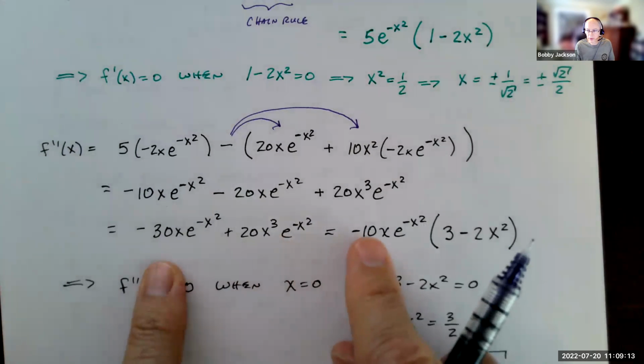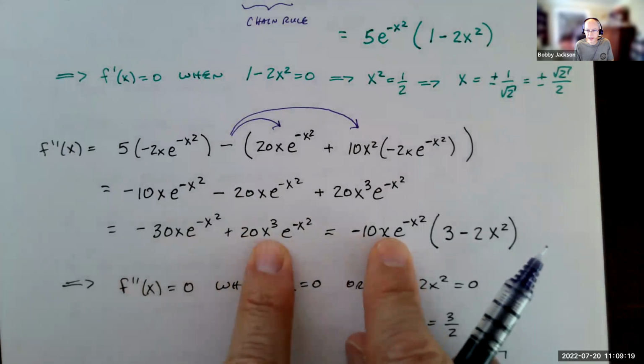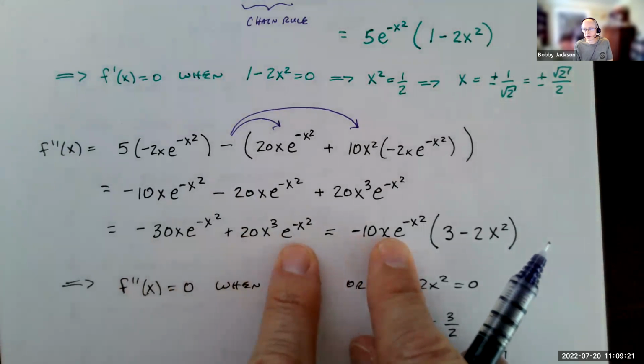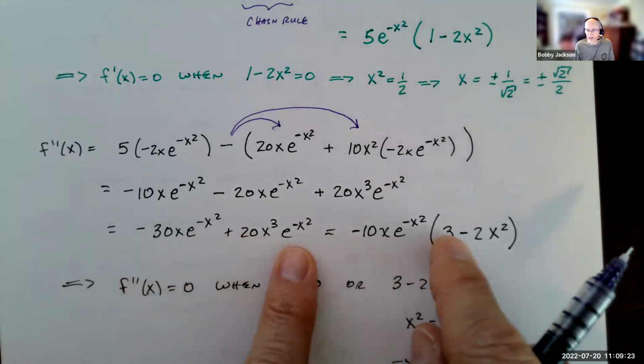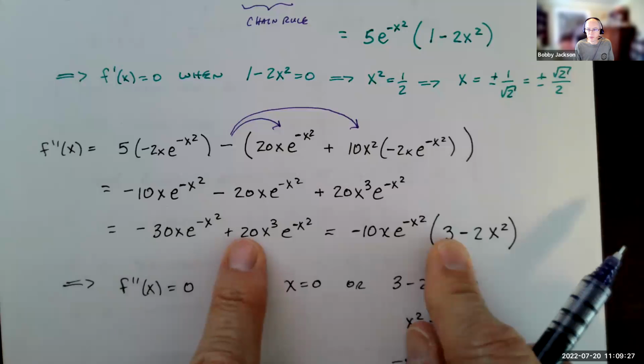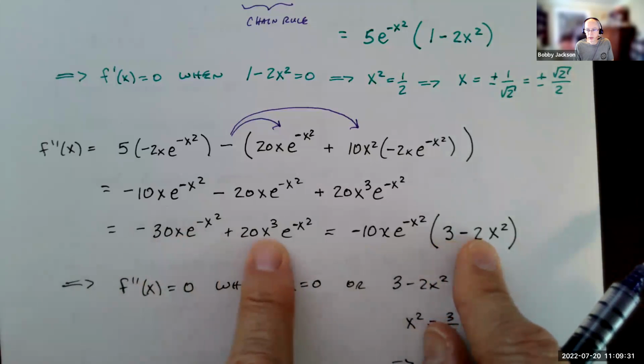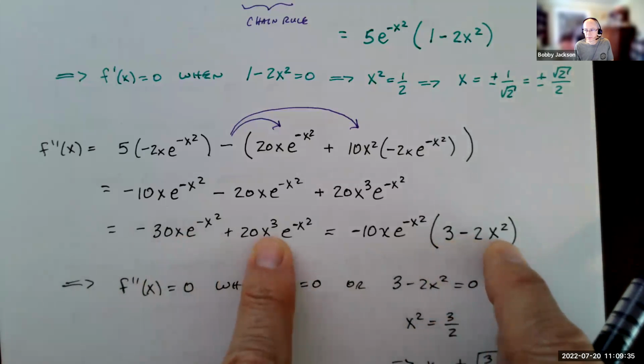Let me go and factor. I'm going to factor out a negative 10 from the negative 30 and 20. I got an x here and an x cubed. I'm going to pull out an x, and then e to the negative x squared. I'm going to factor that out again. So that leaves me a positive 3 because I pulled out a negative 10, and it leaves me a negative 2 because I factored out a negative 10 from positive 20. I pulled one of these x's out from the x cubed, leaves me x squared.